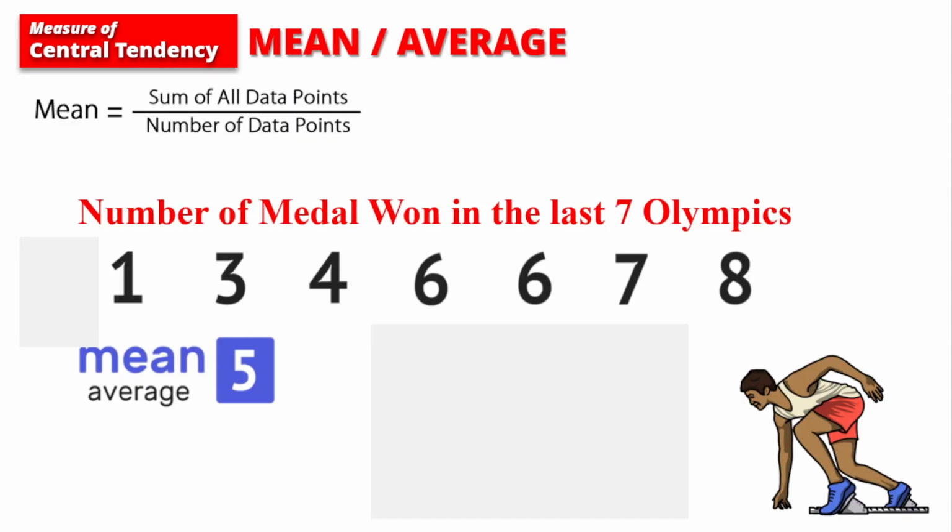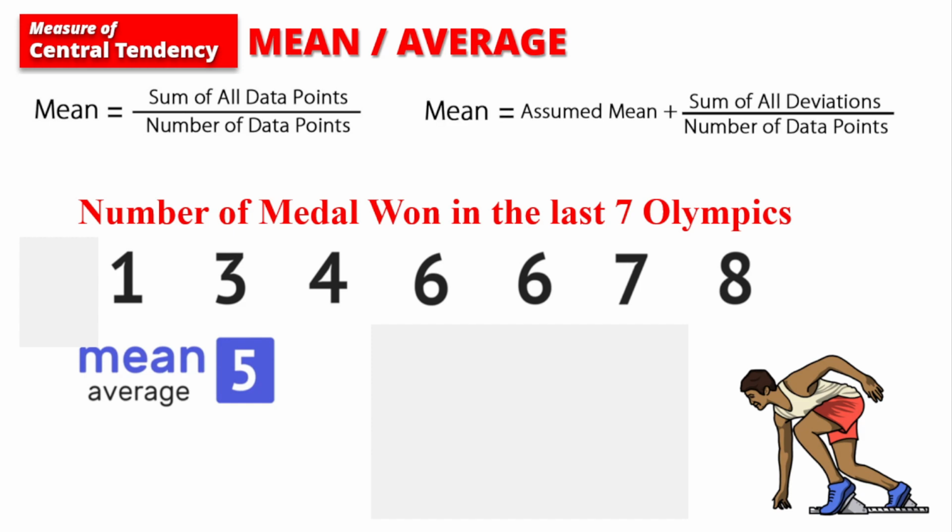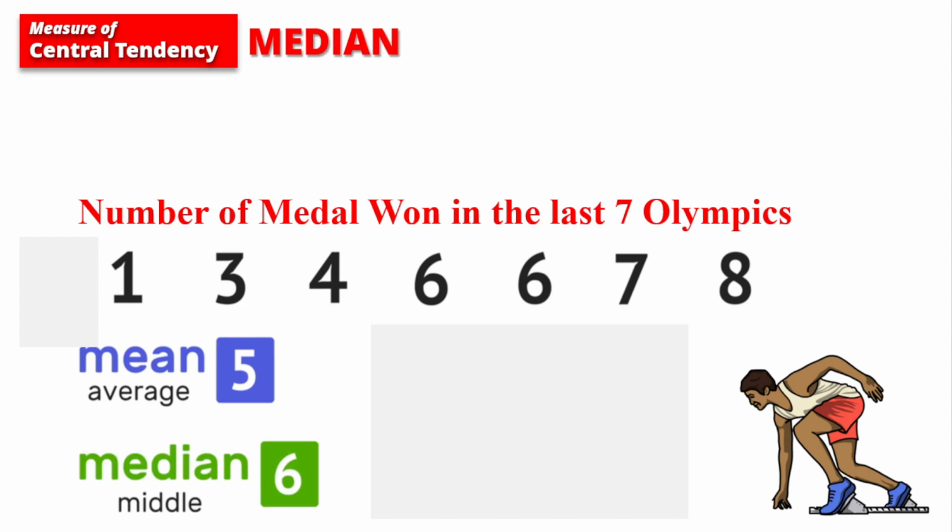The arithmetic mean is calculated by summing all the data points and then dividing by the number of data points. It's the average value and is sensitive to extreme outliers. The median is the middle value in a dataset when it's arranged in ascending or descending order. It's less affected by outliers and provides a better representation of central tendency when the dataset is skewed.